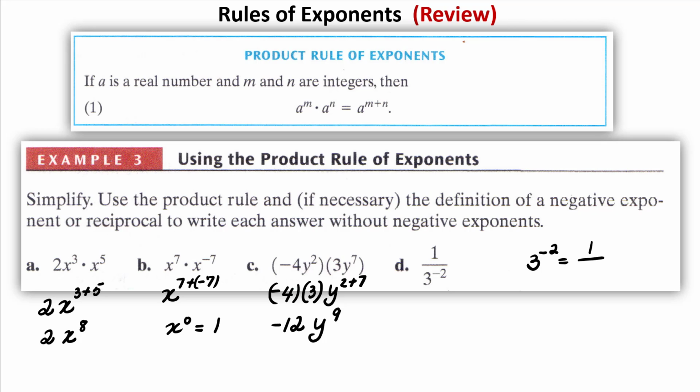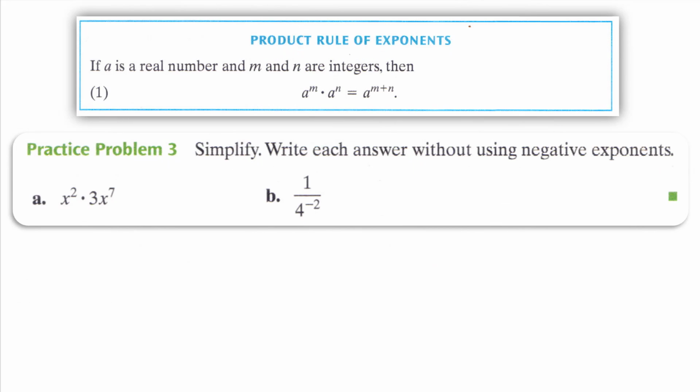1 divided by 3 to the negative 2. Well, 3 to the negative 2 is 1 over 3 to the second. So 1 divided by 1 over 3 to the second is 1 multiplied by 3 to the second over 1, which is 3 to the second, which is 9. x squared times 3x to the 7th. 3 times 1 is 3, and x squared times x to the 7th is equal to x to the 9th.